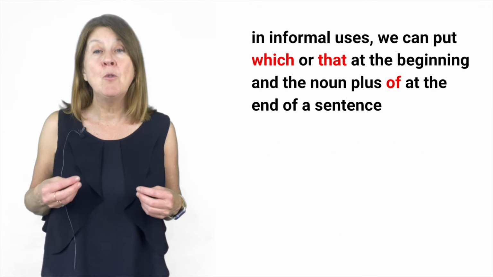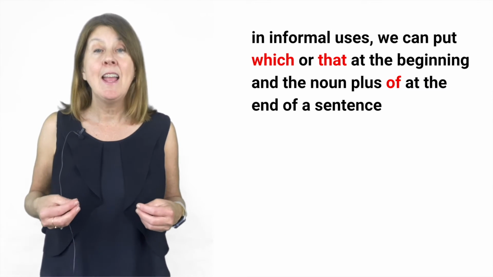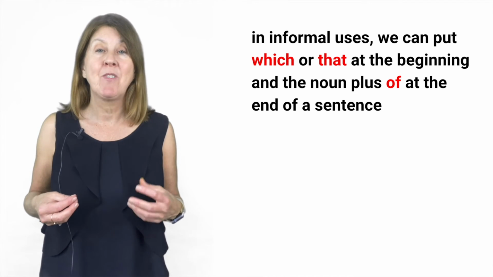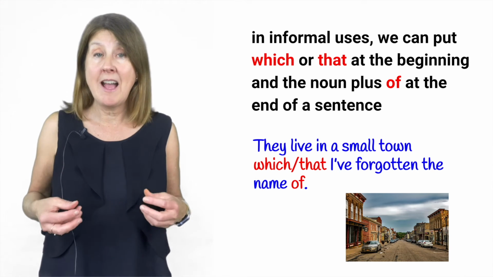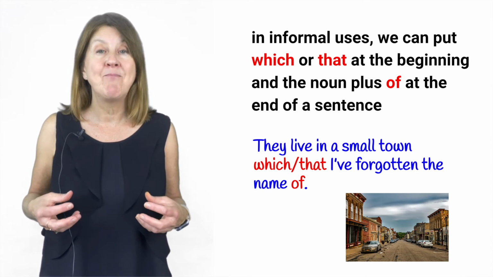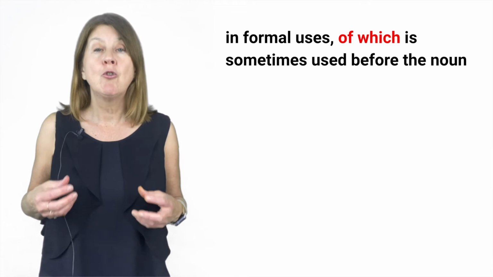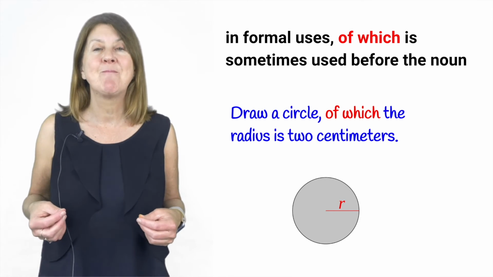In informal uses, we can put which or that at the beginning and the noun plus of at the end of a sentence. For example, they live in a small town, which or that I've forgotten the name of. In formal uses, of which is sometimes used before the noun. Draw a circle of which the radius is 2 centimetres.